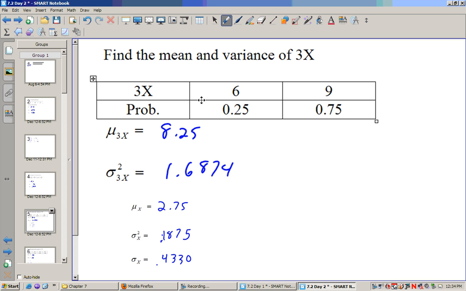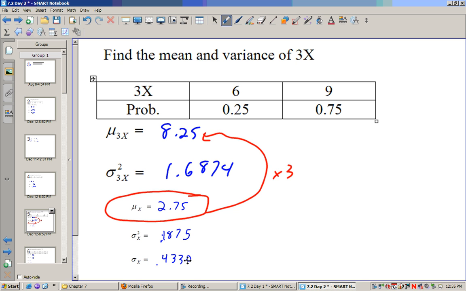If I wanted to find 3x, so if I multiply each of my x values by 3, but I don't change the probabilities, my new mean is 8.25. My new variance is 1.674. Let's see how those relate to our random variable x. How do we get from 2.75 to 8.25? Well, I multiply by 3. However, if I take my variance 0.1875, multiplying by 3 doesn't give me 1.678. What I have to do here is multiply by 9.